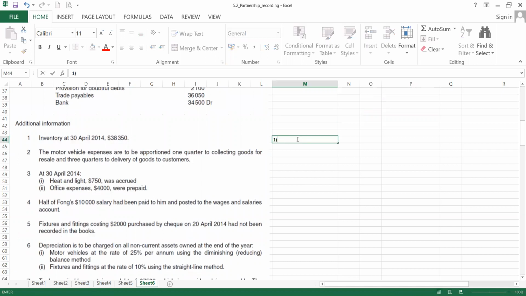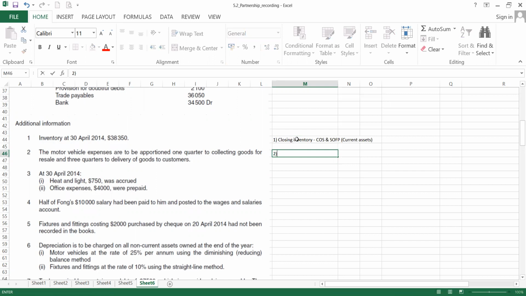Okay, number 1, inventory at 30th April 2014. So this is a closing inventory, which is that you need to put under the cost of sales and also the statement of financial position. Statement of financial position is under the current asset. So there's item that you need to take notes.